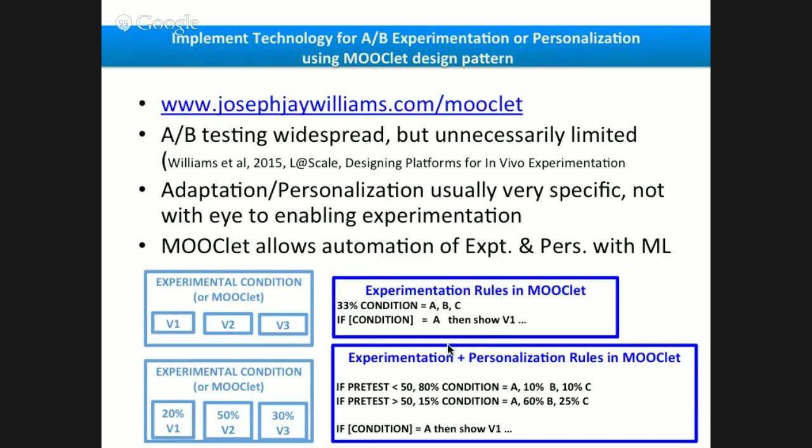If you want to do personalization, you can do the exact same thing. Because now when you look up the if statement, all you do is swap out the variable. And you say, well, now it's going to be pretest less than 50.